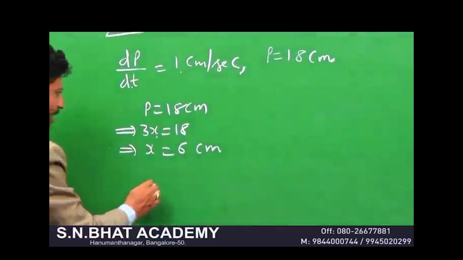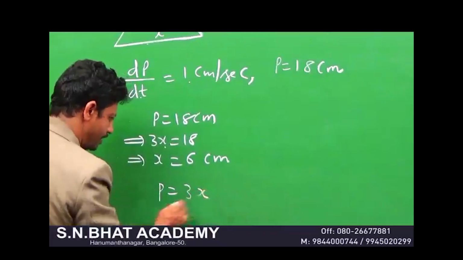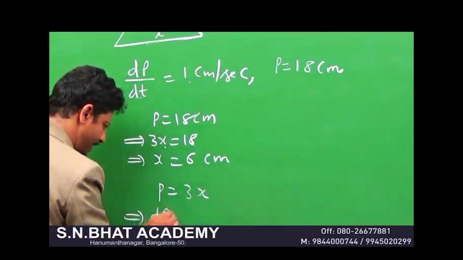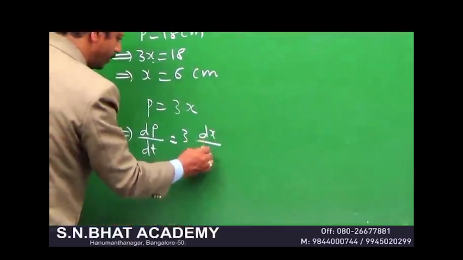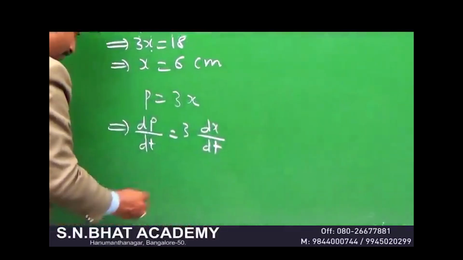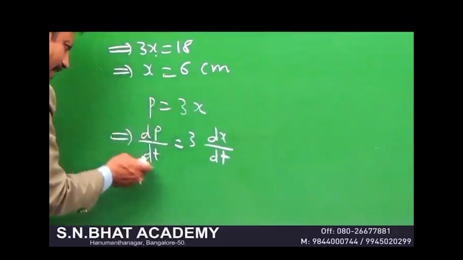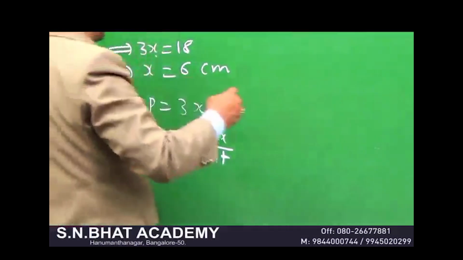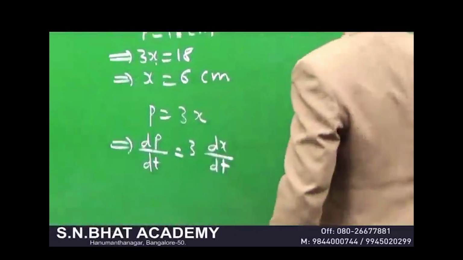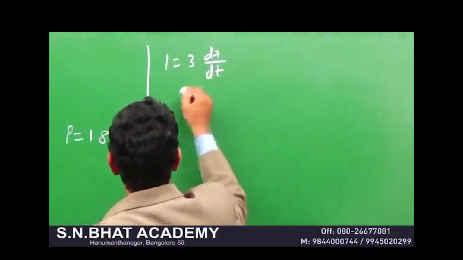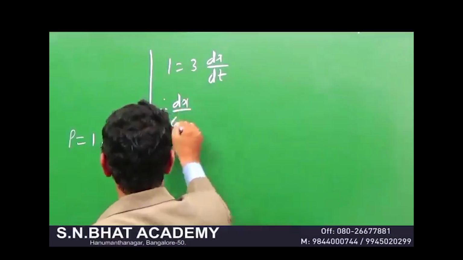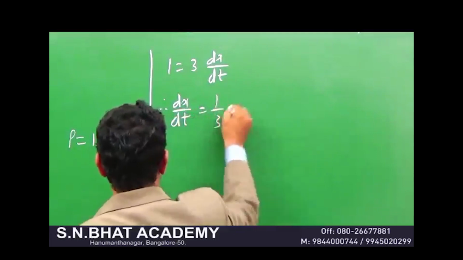Now the perimeter of a triangle is again 3x. This implies, differentiating with respect to time, we get dp by dt equal to 3 times dx by dt. But dp by dt is given. It is given to be 1. Therefore 1 is equal to 3 times dx by dt. Therefore dx by dt is 1 by 3 centimeters per second.